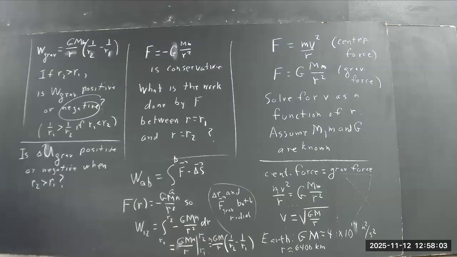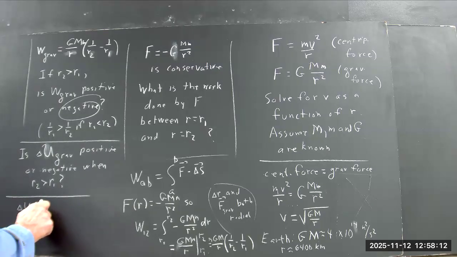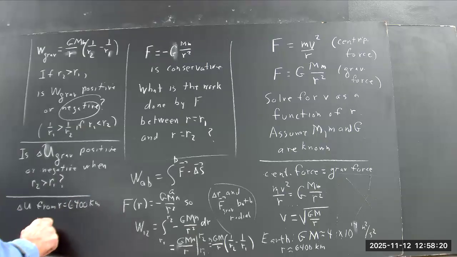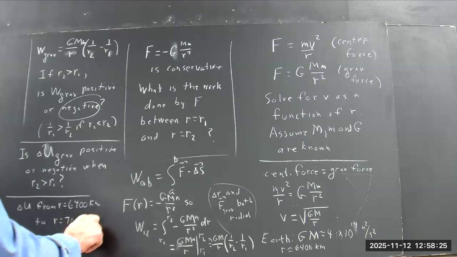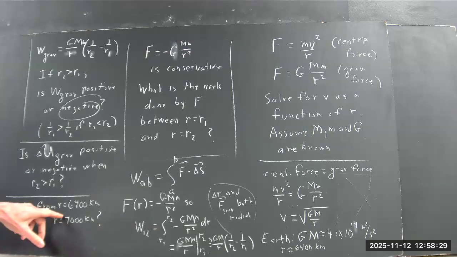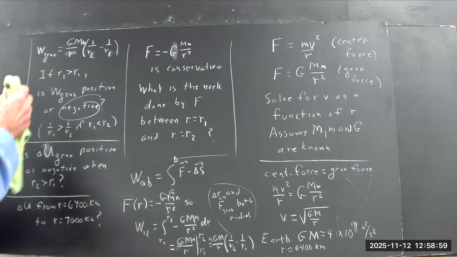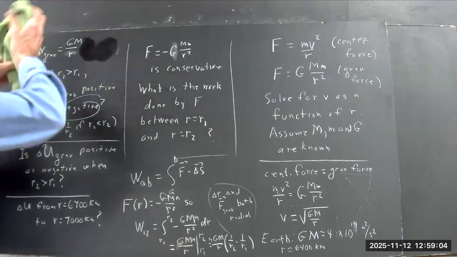And then how would you find out the potential energy from R equals 6,400 kilometers, which we're just taking as the radius of the Earth, so you're on the surface of the Earth, to a circular orbit at a position 7,000 kilometers from the center of the Earth? Let me rewrite this, make it correct.